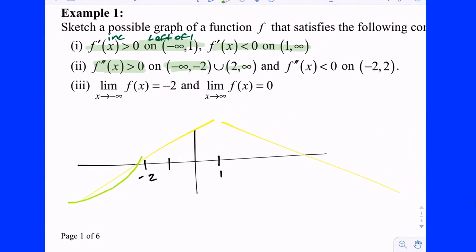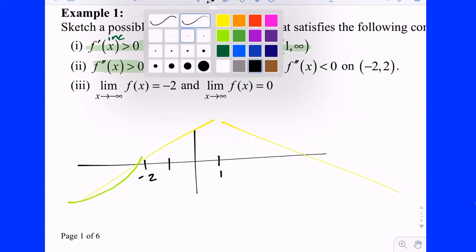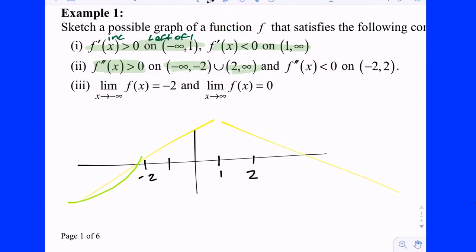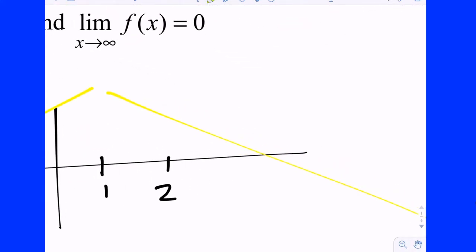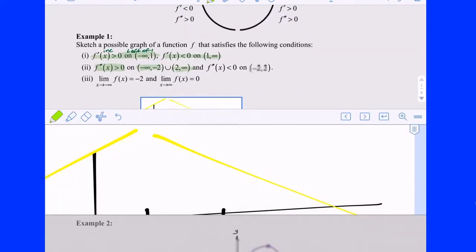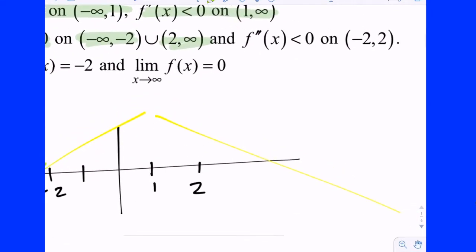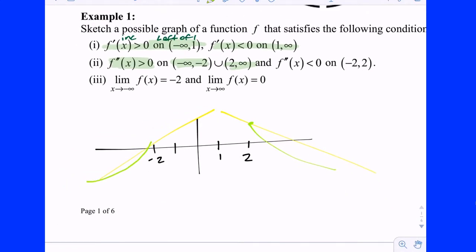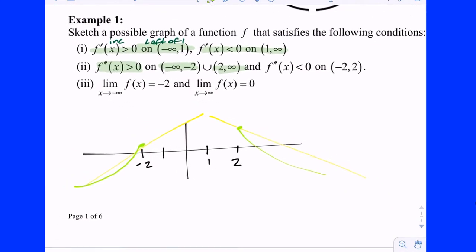It's also going to be concave up to the right of +2. So +2 is another important value. And it's concave up there, so using that light green again. I know it's already decreasing there, but now if it's decreasing concave up, it has to be something like this. Decreasing concave up, something like that. And I'll connect them here later.